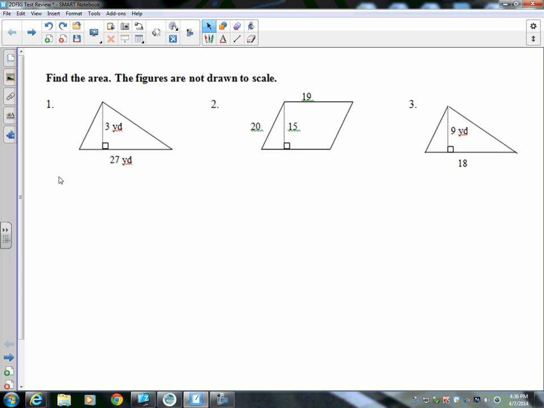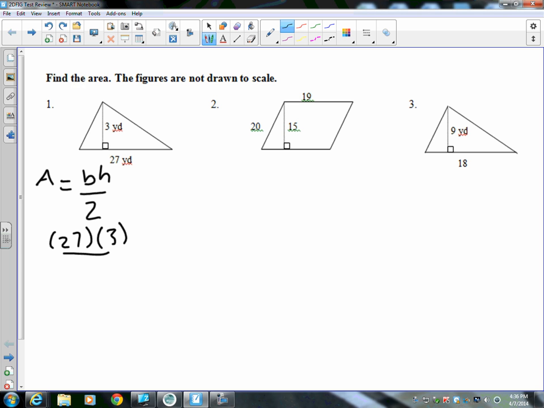First of all, number one, this figure is a triangle, so we want to find the area of the triangle. The area of a triangle is equal to base times height divided by 2. All we have to do is plug in our numbers here. Base is 27, height is 3, we divide that by 2. You have to plug that into the calculator, 27 times 3 divided by 2. You end up with 40.5. Awesome, and that's it for number one.